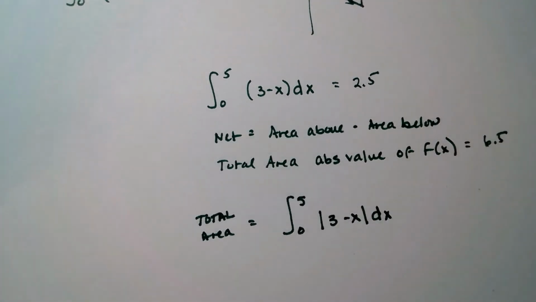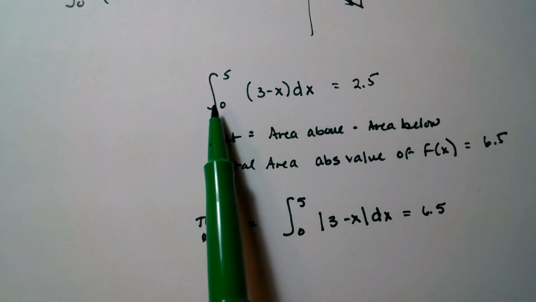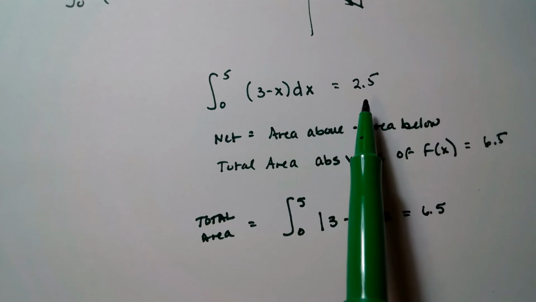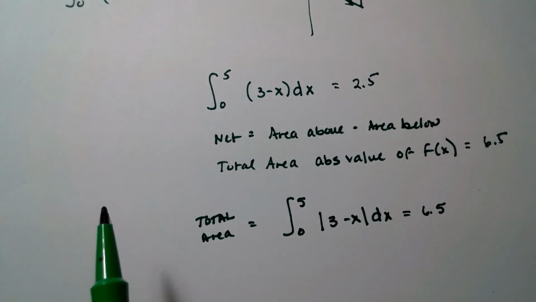That tells the grader that you understand that the calculator takes net area automatically, and that you have to input the absolute value in order to come out with the correct answer. And you would say that this is equal to 6.5. If they asked you for the net area, you would write down this integral, and of course the calculator automatically gives you net area, so no big deal.